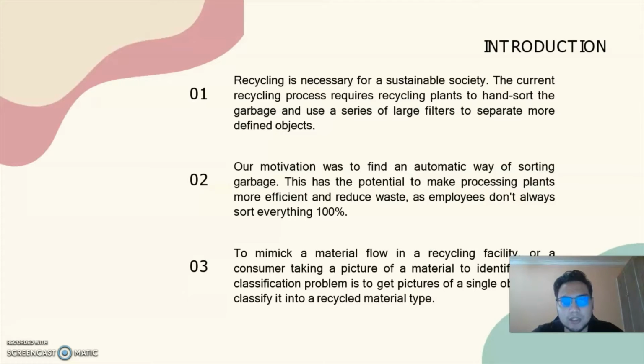First is the introduction. Recycling is necessary for a sustainable society. The current recycling process requires the recycling plant to absorb the garbage and use a series of large filters to separate more defined objects. Our motivation was to find an automatic way of sorting garbage. This has the potential to make processing plants more efficient and reduce waste, as employees don't always sort everything 100%.